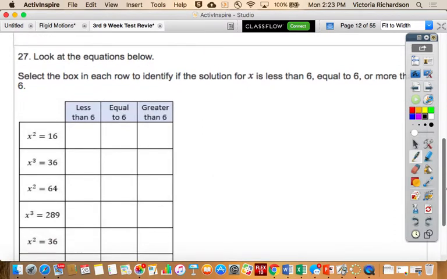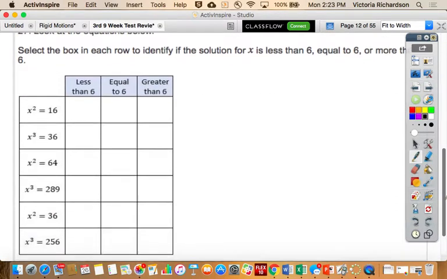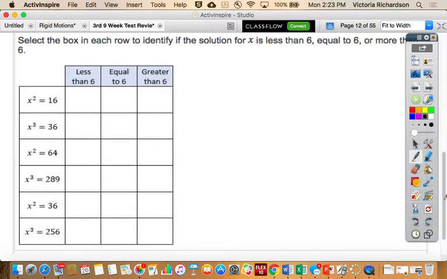27, it says, look at the equations below. Select the box in each row to identify if the solution for x is less than 6, equal to 6, or more than 6. So x squared equals 16, so you would take the square root of 16, which is 4, so that's less than 6. X cubed equals 36, you would take the cube root of 36, so that's less than 6.